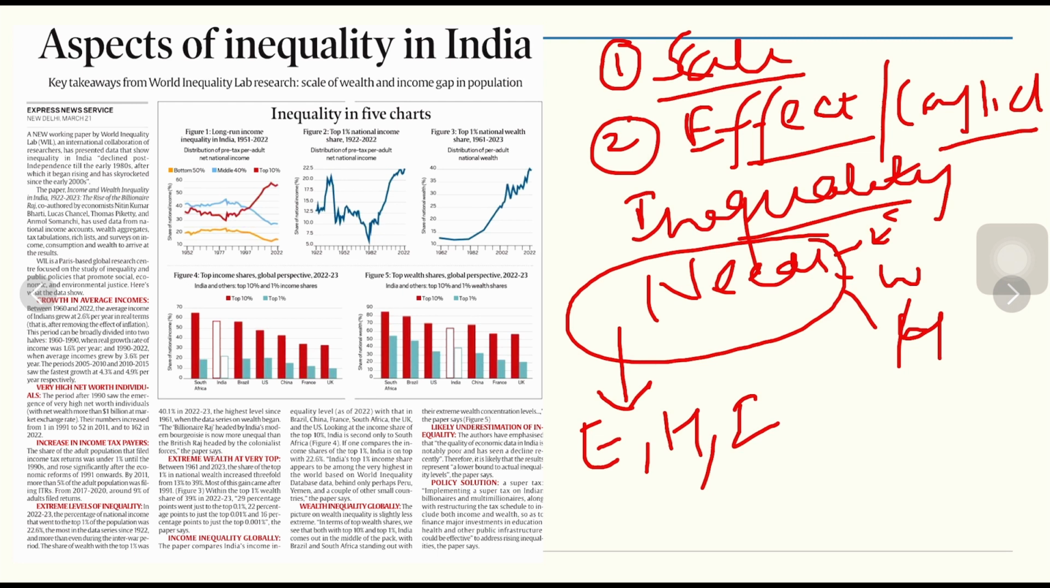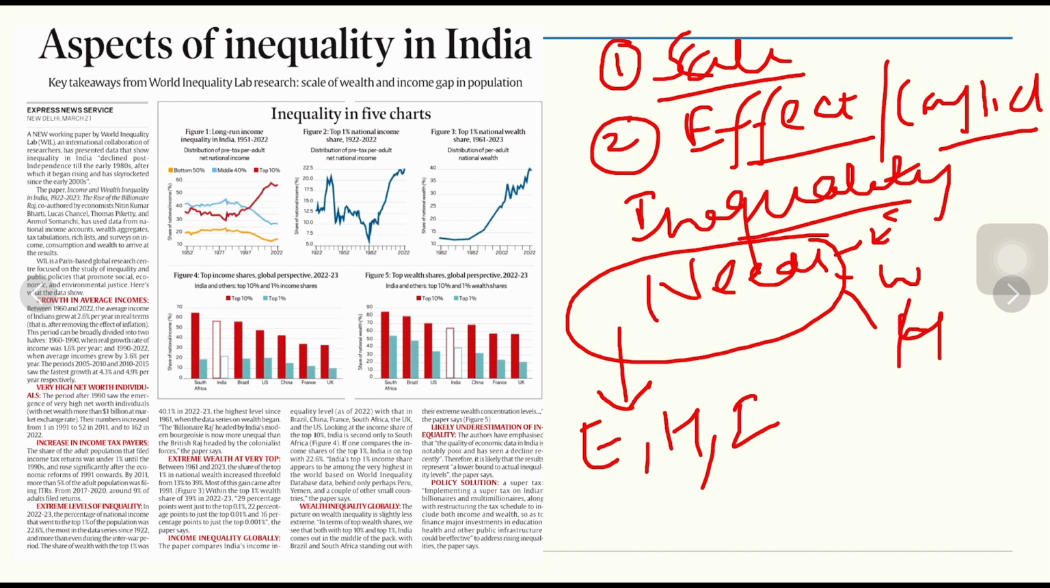First, growth in the average incomes. Between 1960 and 2022, the average income of Indians grew at 2.6% per year in real terms. This period can be broadly divided into two halves. From 1960 to 1990, the real growth rate of income was a mere 1.6% per year. Between 1990 and 2022, the average incomes grew by 3.6% per year. The periods between 2005 and 2010 and 2010 and 2015 even saw the fastest growth, at 4.3% and 4.9% per year respectively. So this is one of the aspects of inequality.